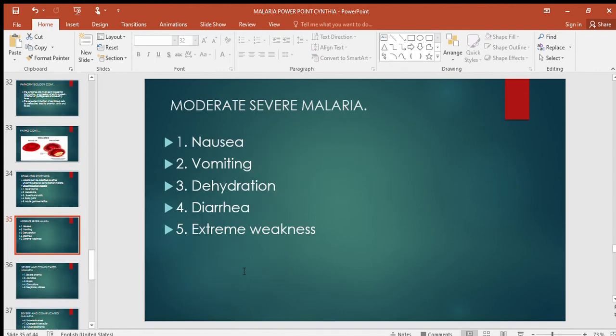So in moderate malaria, we see that the infection is now advancing. There is now nausea and vomiting due to the involvement of the GIT. There is also dehydration and diarrhea, and also extreme weakness. Because there is gastroenteritis, there is inflammation of the GIT, a child or a patient will have diarrhea, which will result in dehydration, vomiting, and nausea. And because of these things, the child or the patient will be extremely weak.